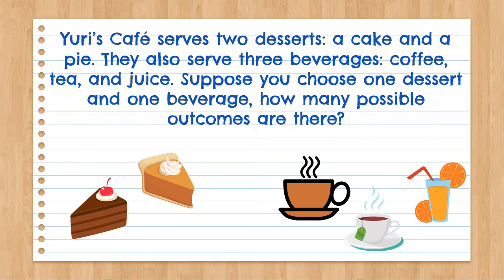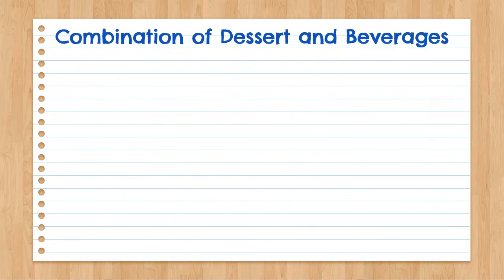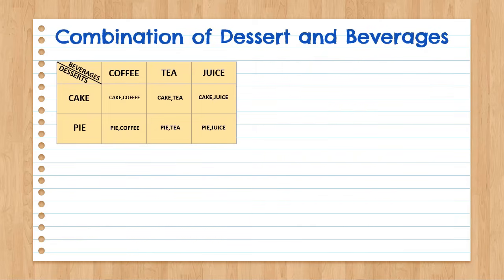Time's up. Let's start with the table. Let the rows represent the desserts, and the columns represent the beverages. Upon crossing the rows and columns, these are the possible combinations of desserts and beverages: cake and coffee, cake and tea, cake and juice, pie and coffee, pie and tea, and last one, pie and juice.